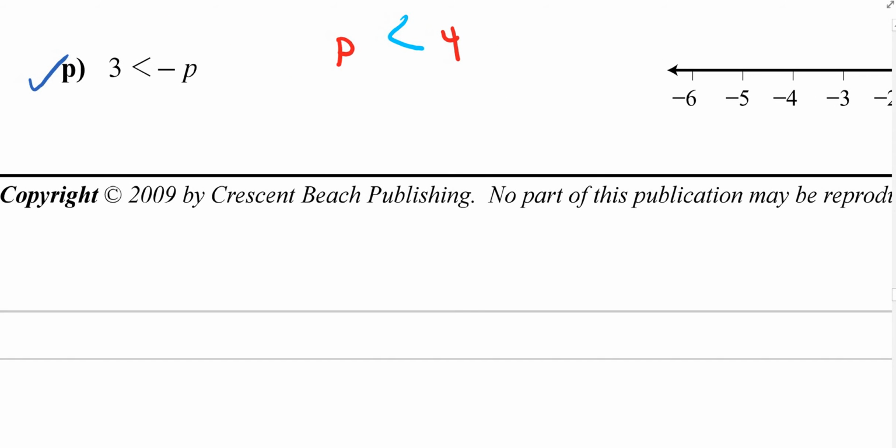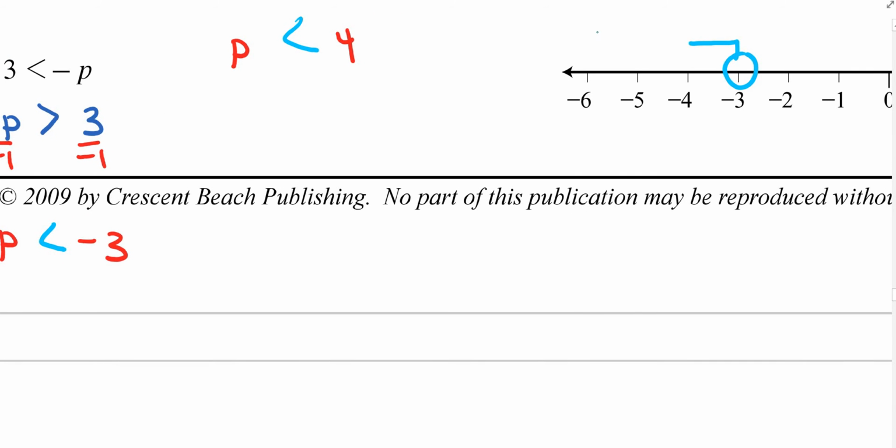Okay, the next one for letter P, once again, just change the variable so that it's on the left-hand side. So if we do that, that's how you would rewrite it. So if you switch the expressions, just switch the inequalities, and then you can divide by negative 1 on both sides again. So this will give you positive p, this will give you negative 3. And then the inequality sign just changes sides. So p is less than negative 3. So here's negative 3, and you shade to the left.